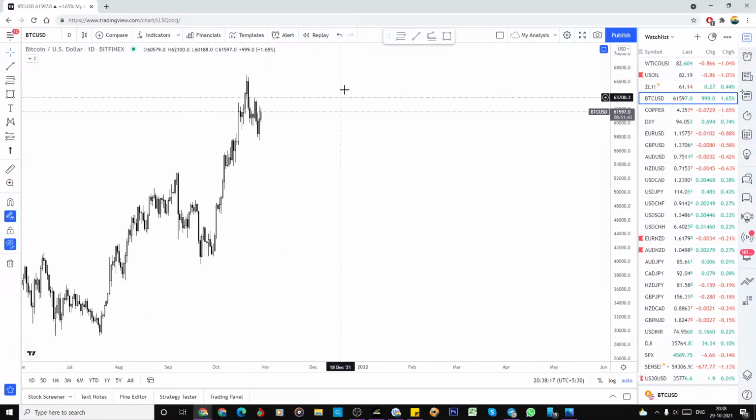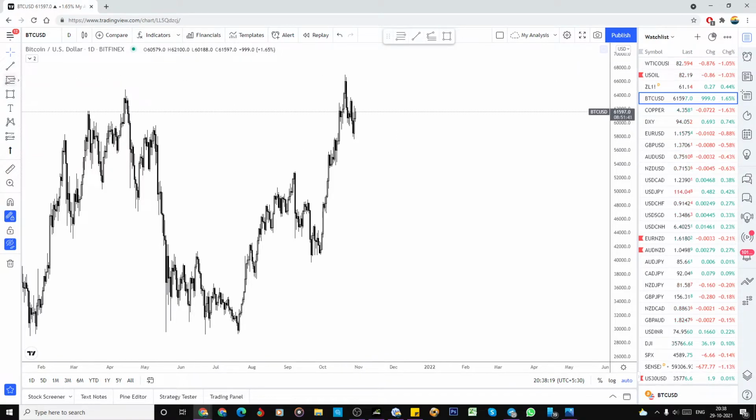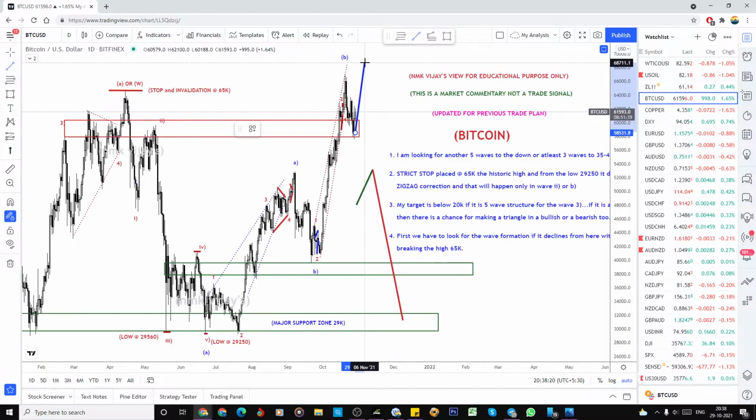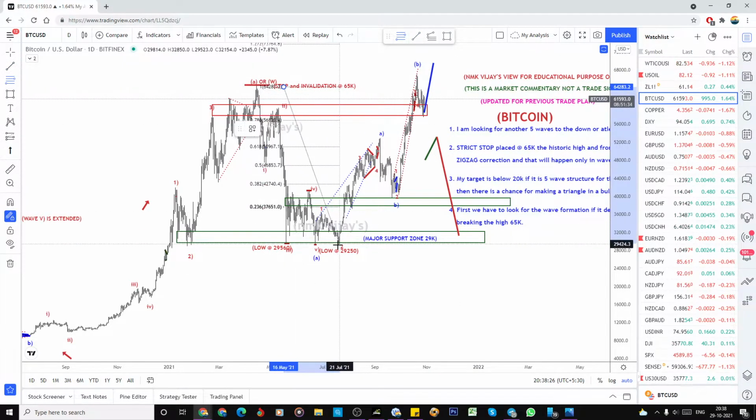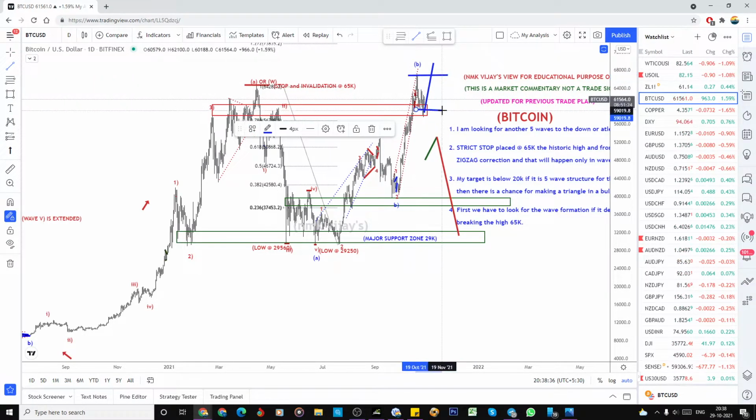Again the 3-wave structure. So again it is going to make one more high possible, and I informed that it could be an irregular flat formation to take all the stops like this. If it breaks this high once again, a lot of people who missed here will buy again once it hits the high, and it will trigger all that buying, and immediately it will do like this.